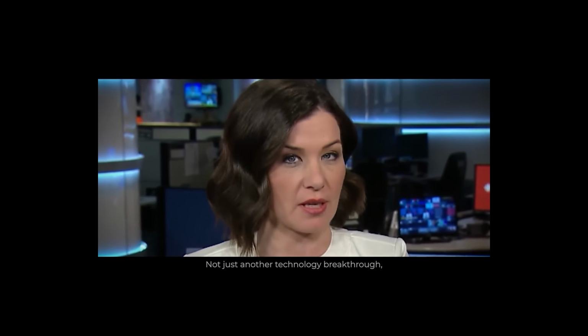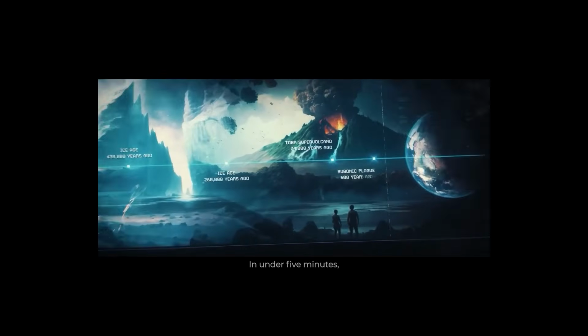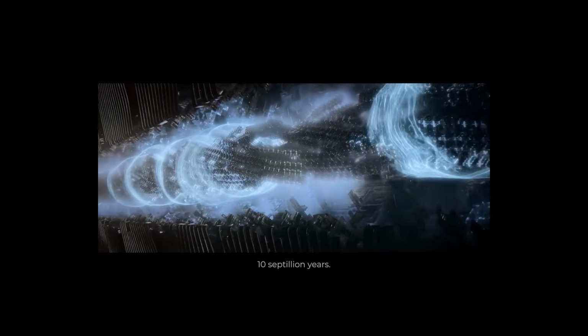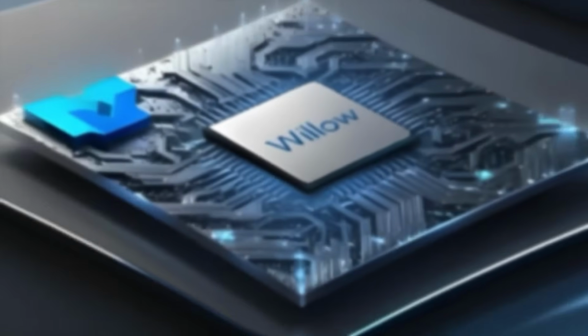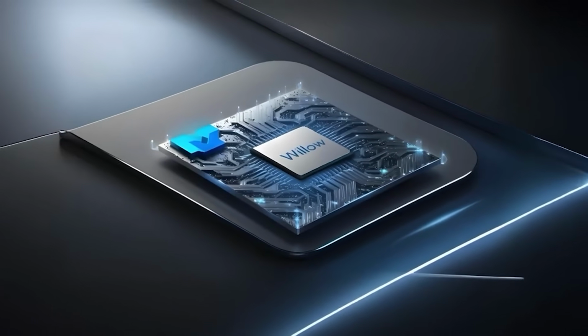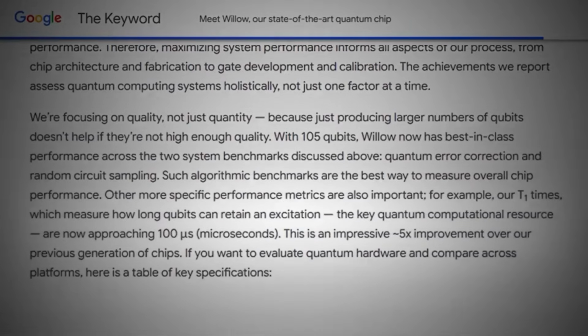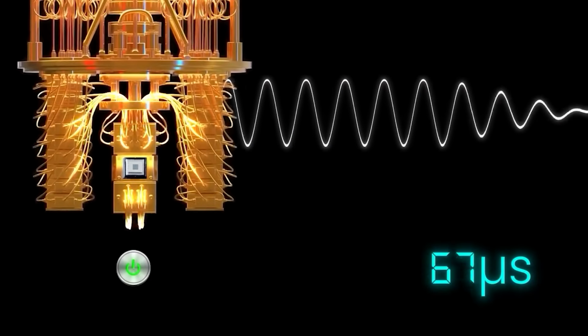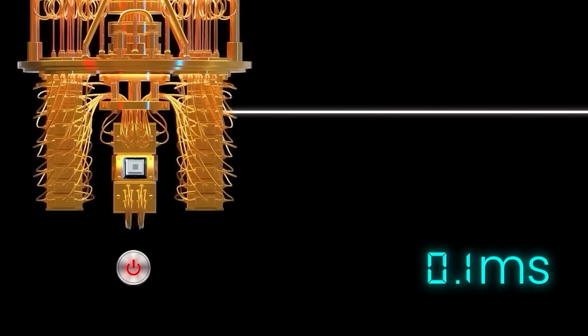Google's Willow chip is touted as not just another technology breakthrough, but an evolution. In under 5 minutes, the chip can solve a problem that would take today's most powerful computers 10 septillion years. Google's Willow has outperformed all other superconducting quantum competitors by increasing the coherence time 5-fold. And even after that, Willow's coherence time is still only about 100 microseconds or 0.1 milliseconds. A qubit can remain active and perform calculations for only 0.1 milliseconds. So in such a short amount of time, how much computation can it really manage to do?